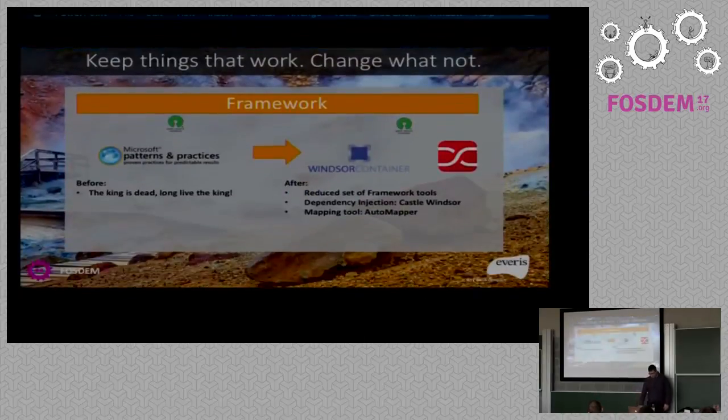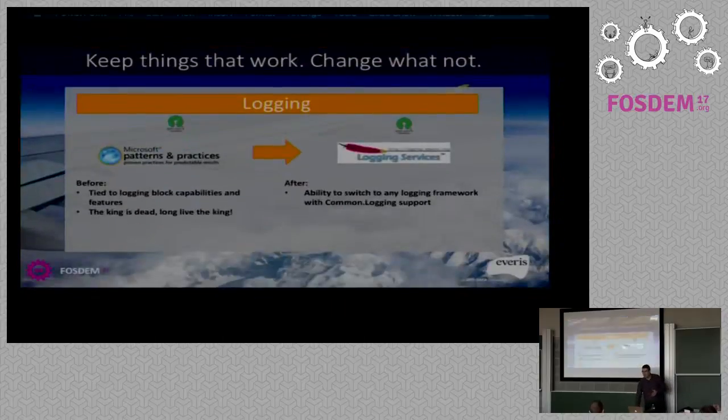Then at the level of the framework, we have removed all the old Enterprise Library. I don't know if you've ever worked with these enterprise libraries in the past. Microsoft lately removed the support and stopped developing them. So we had to switch to other open source solutions to handle dependency injection, properties mapping and so on. Okay. Any questions so far about the technology stack?